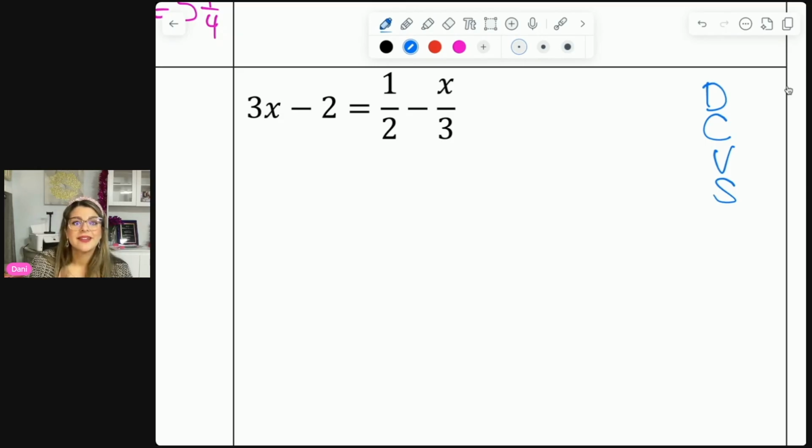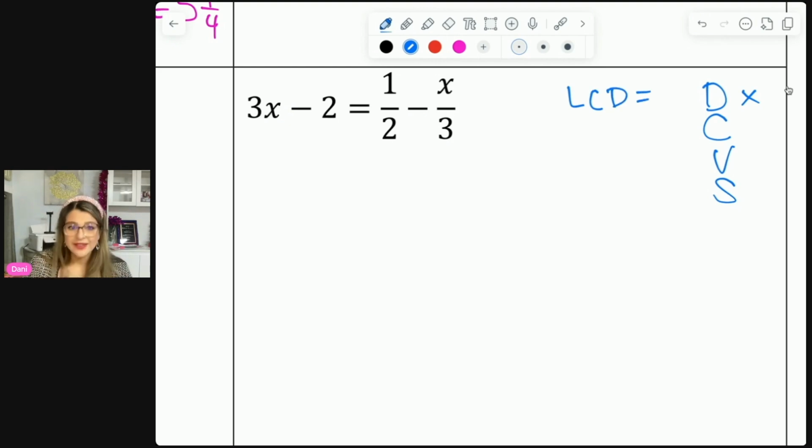DCVS. Do I have to distribute? Nope. Sweet. Can I combine like terms? Well, we got to take care of those fractions first. So again, there's a lot of times going to be more than one way to solve this. I'm just choosing the way to kill the denominators. Okay, that's what makes me happy.